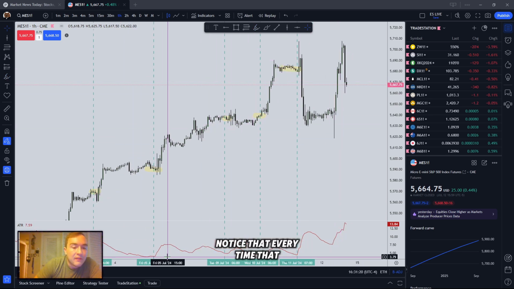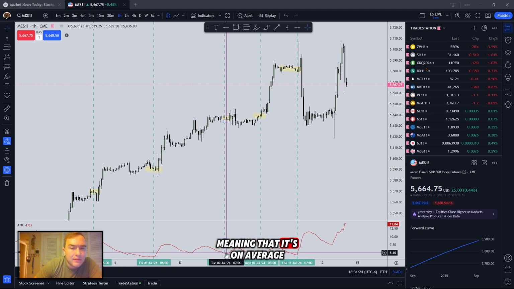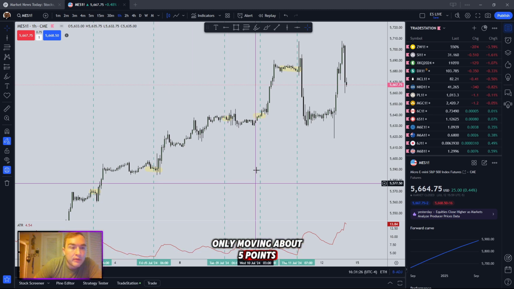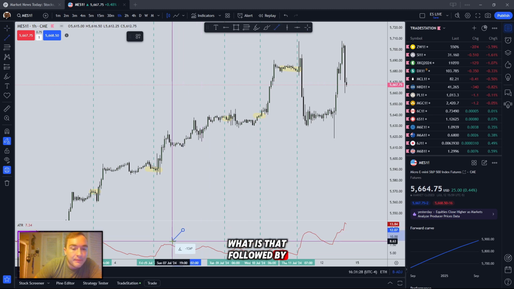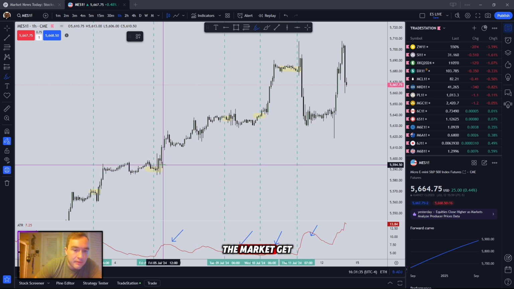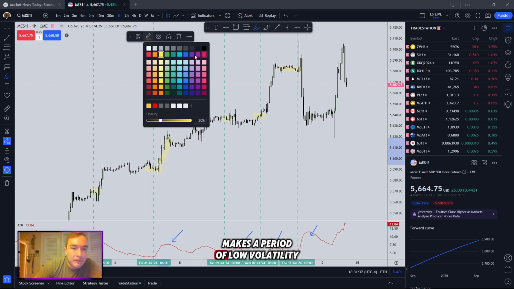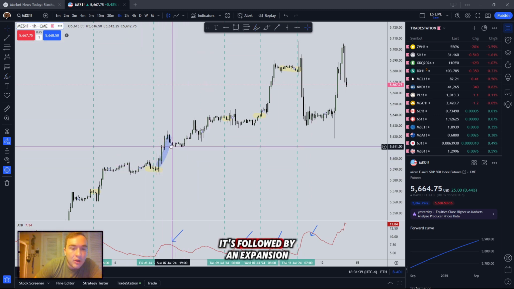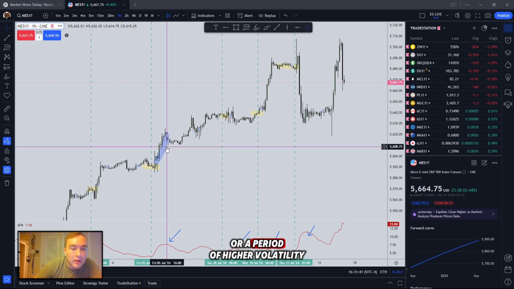Now, notice that every time the market reaches a period of low volatility, meaning that it's on average only moving about 5 points, what is that followed by? That's right, it's followed by a period of high volatility. So notice that every time the market makes a period of low volatility, it's followed by an expansion, or a period of higher volatility.